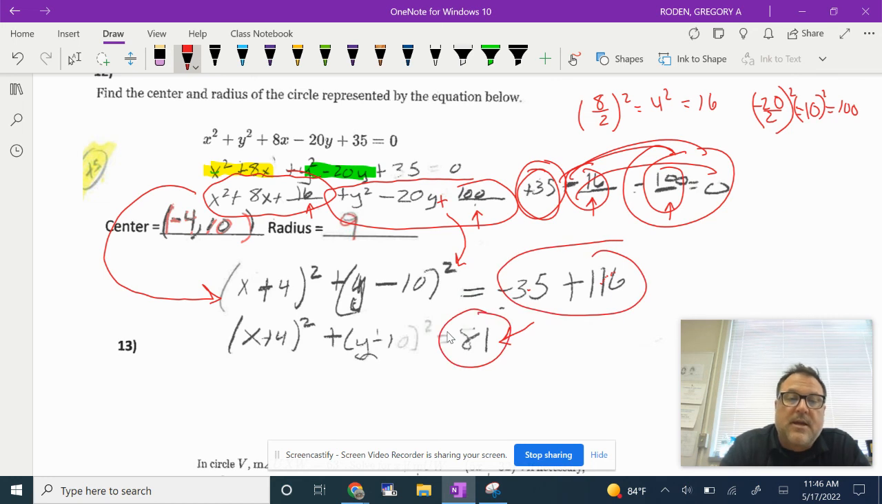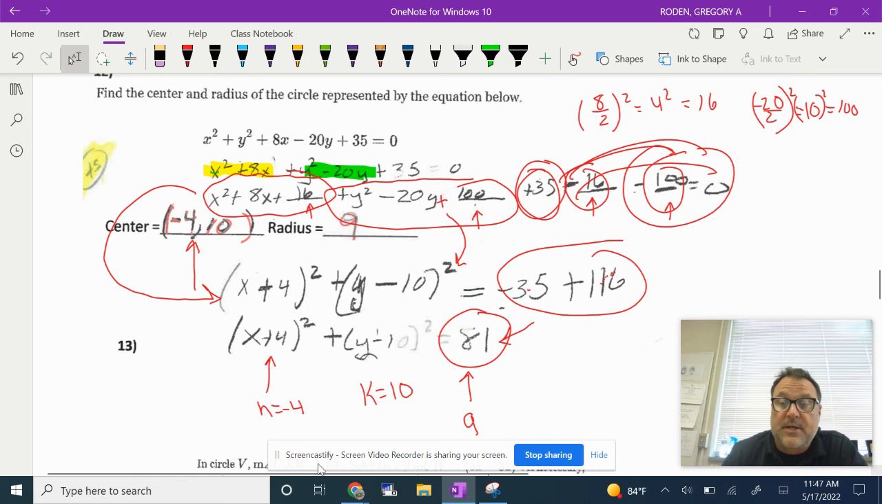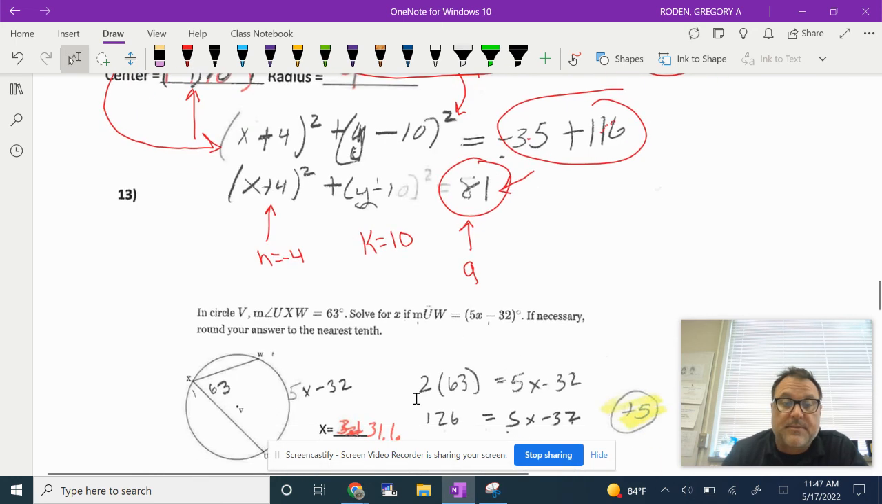So now your center is going to be x plus 4. That means your h is going to be negative 4. Y minus 10, that means your k is going to be positive 10. And then your r is going to be the square root of 81, which is 9. So negative 4, comma 10, and 9 is your answer there. Okay, that was a challenging one. A lot of people missed that one, but it was a challenge. You can't have all easy problems on your test.